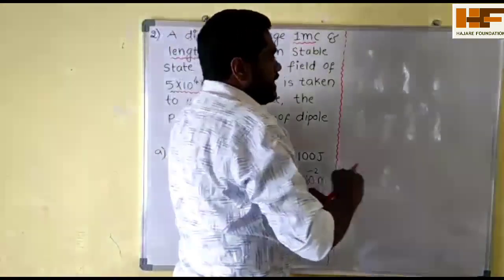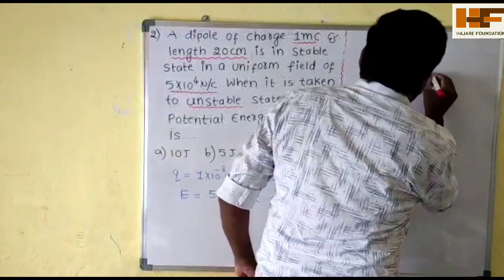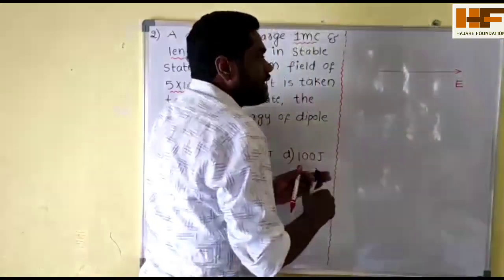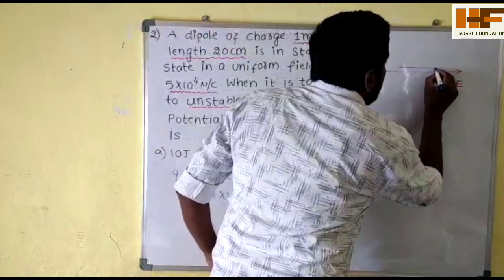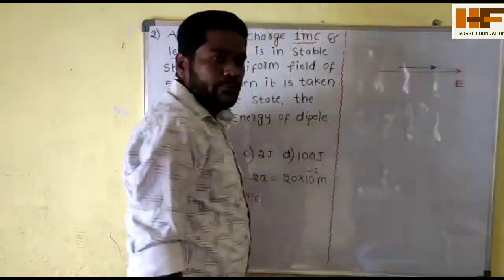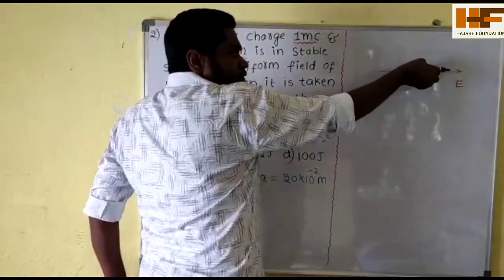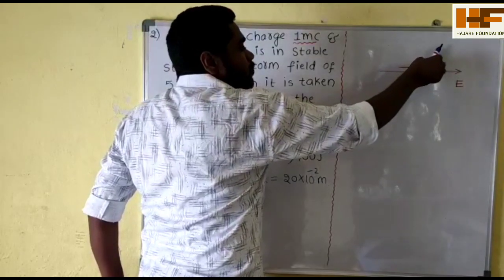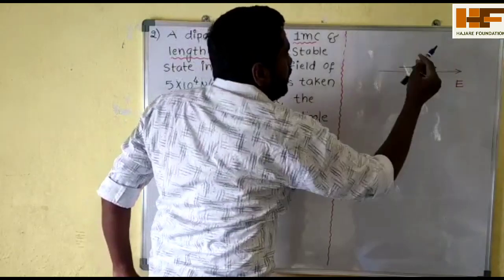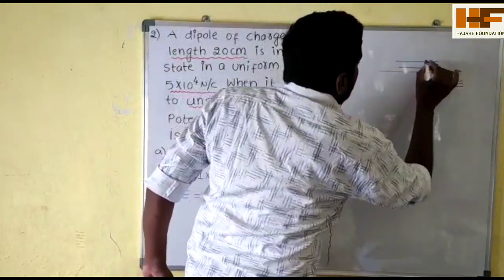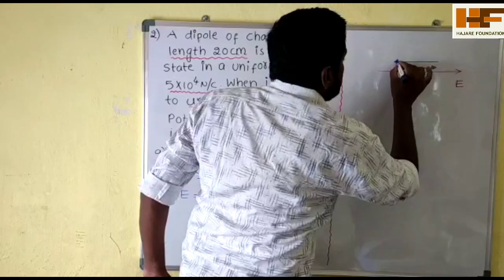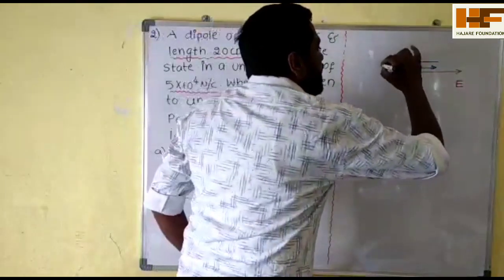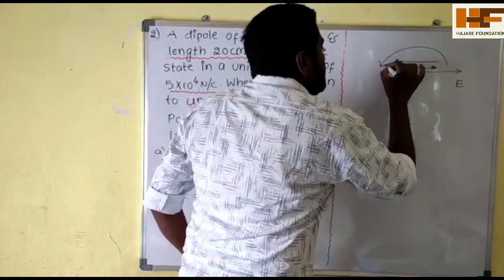First of all, let us take that. So I am taking the direction of electric field. Initially the dipole is in stable state, therefore this is the initial dipole. Now what they said is, when it is in stable state, they are bringing it like this. After some time it comes into the unstable state. Already I told you in the previous class what is the meaning of stable and what is the meaning of unstable. When it is brought to unstable, how much angle has it rotated?